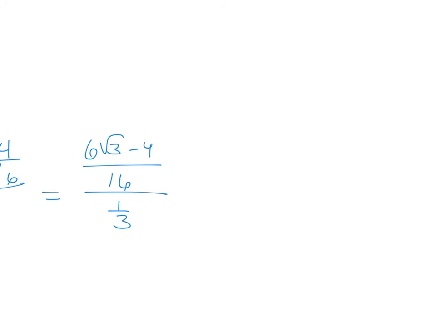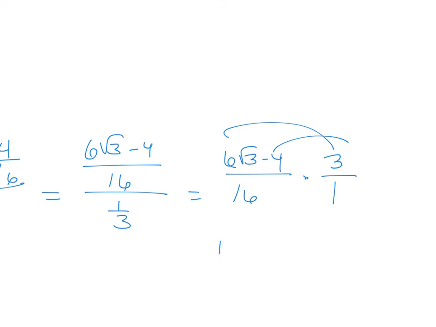Now to reduce this even further, keep change flip, so 6 radical 3 minus 4 over 16, change flip, distribute this in, and you end up with your answer of 18 radical 3 minus 12 over 16.